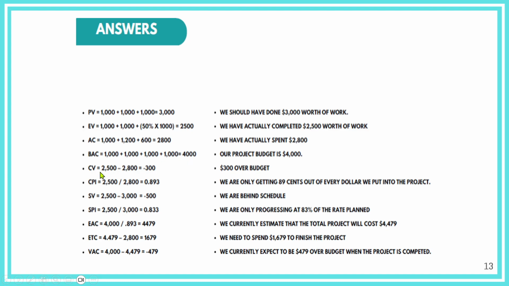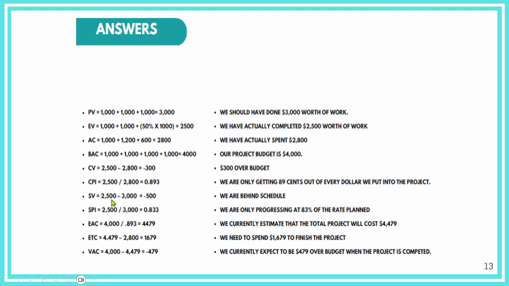Okay, so the cost variance, that's earned value minus actual cost, which is minus 300, so we are 300 over budget. The cost performance index, that's earned value divided by actual cost, so it's 0.893. So for every dollar we're spending, we're getting value for only 89 cents.